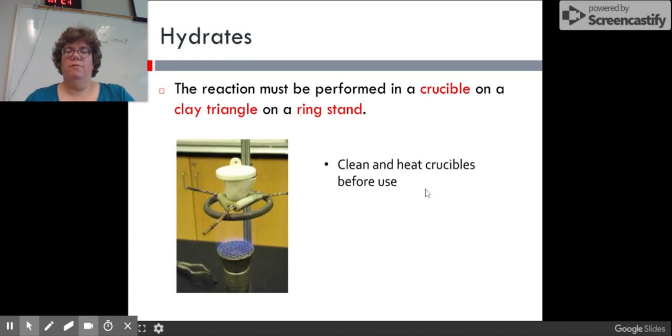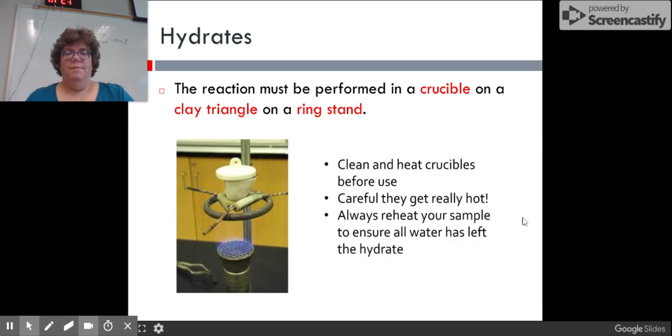You always need to remember before you use the crucible to heat it, get it super hot, and then let it cool. That will burn off any impurities that happen to be in there that might have been left from the last person that used it. They will get super, super hot, so you need to be very careful. You will definitely burn yourself if you try to touch them without some form of protection. And you also need to remember you're going to heat it up multiple times to make sure all the water has evaporated.